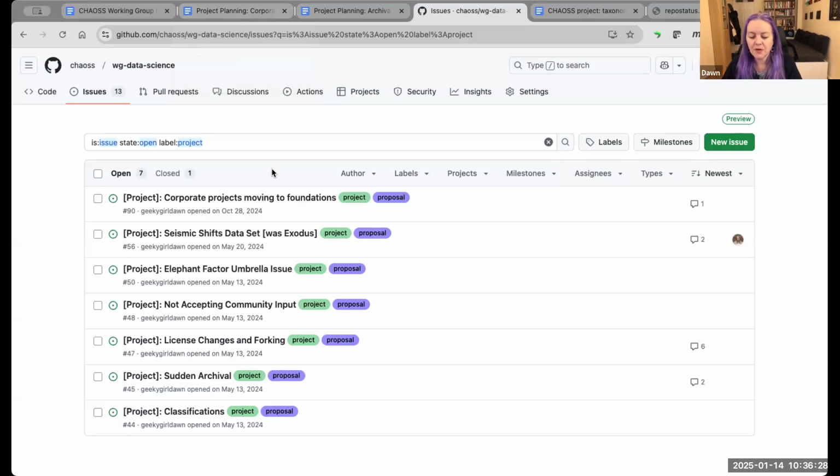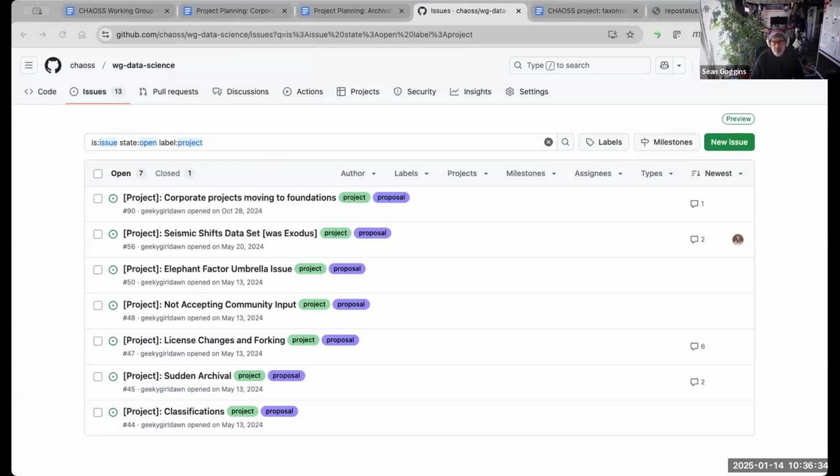Sean, sorry, you've had your hand up for a while. Go for it. I was just going to echo that I think the research questions that are outlined in that document are the jumping off point for it to move from a blog post, from a white paper, to an academic paper. I don't think that those would change at all.